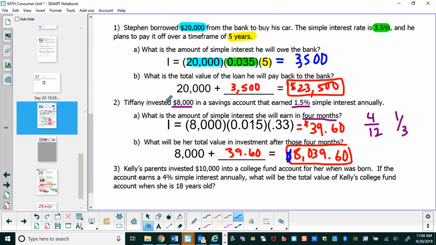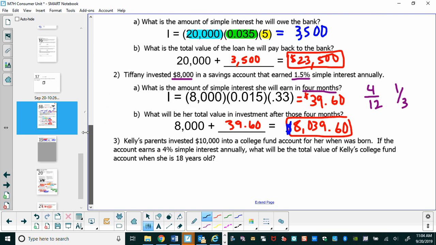I've now walked you through 2 examples here. One of them was about borrowing money, which means you're going to owe the bank extra money in the long run. And the second example was about investing money, which means when you put money into savings, it accrues or builds interest after a certain amount of time, and you'll be saving more and more money after you've invested it.